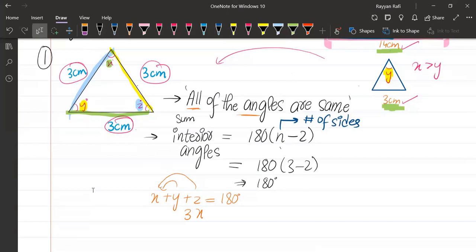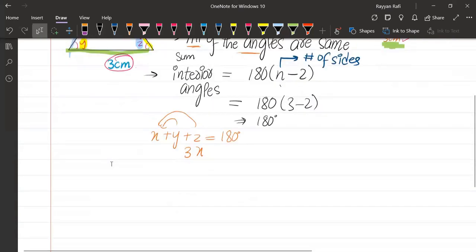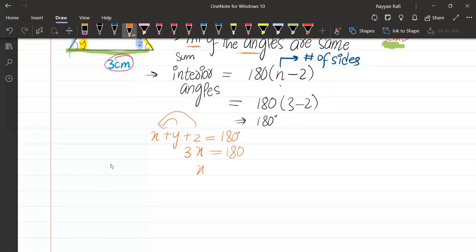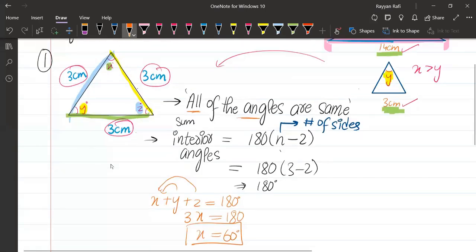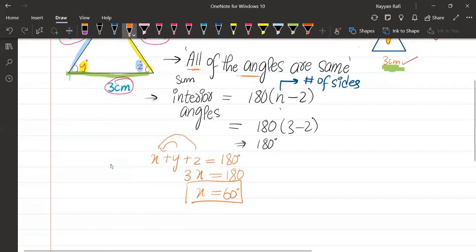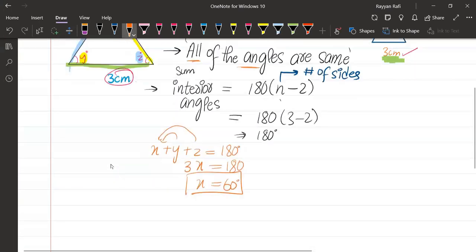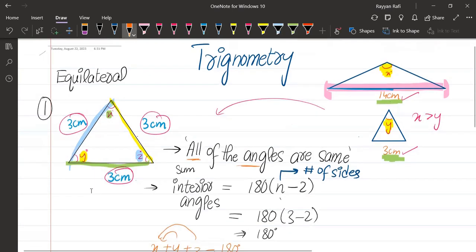z भी x के बराबर होगा. अब ये आपकी मर्जी है, you could have written it 3y or 3z, same thing, no problem. So 3x is equal to 180 हो गया, or I can just write that x is equal to 60 degrees. And that is how I got my answer. That will be that all of the angles will be equal to 60 degrees. This is the first case that we have. So I can just write it like this, 60 degrees and 60 degrees. This is the first thing that we learned. And this triangle is called an equilateral triangle.